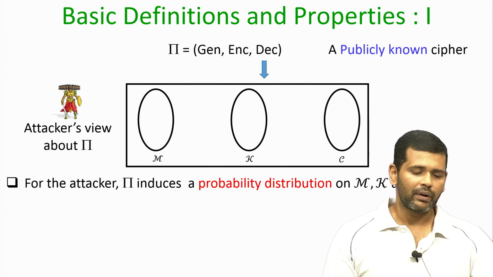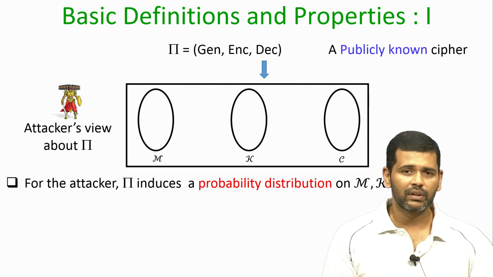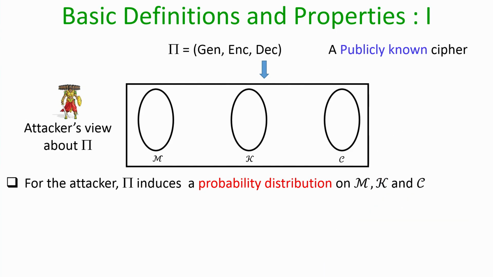Now, from the viewpoint of the attacker, any encryption scheme induces three probability distributions: one over the message space, one over the key space and one over the ciphertext space. So, now let us go over these probability distributions one by one.